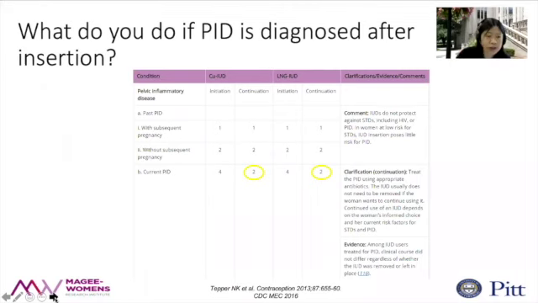So what do you do if PID is diagnosed after IUD insertion? A systematic review found that people who retained their IUDs had similar or better outcomes compared to those who had their IUDs removed. Thus, both CDC MEC guidelines and the CDC's STD treatment guidelines recommend that IUDs do not need to be removed if a person is diagnosed with PID. But if there's no clinical improvement within 48 to 72 hours after starting antibiotics, then clinicians should consider removing the IUD. Next slide.